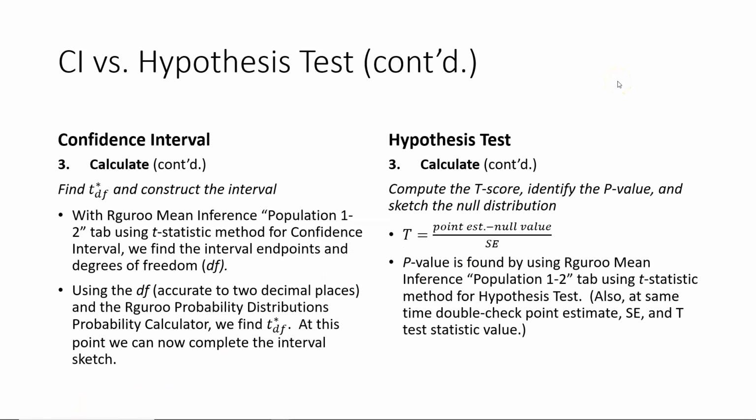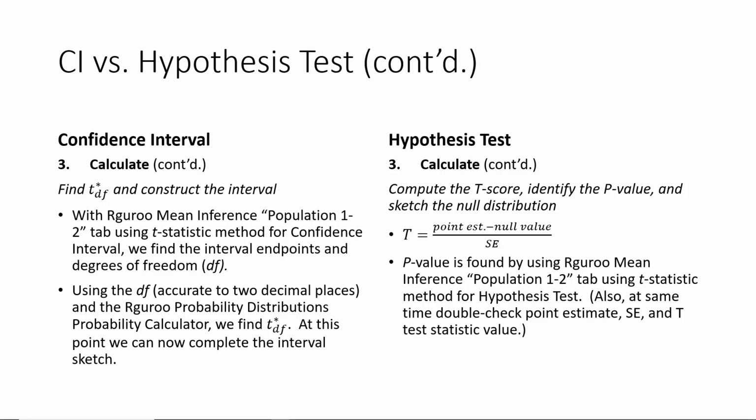Moving on with the calculate step, we do see there are some differences between running a hypothesis test and constructing a confidence interval for the difference of two means. Let's talk about the confidence interval first. First, we would find the t** value and construct the interval. We would do that by using the RGuru mean inference population 1 minus 2 tab using the t-statistic method for confidence intervals to find the interval endpoints and the degrees of freedom. Then, once we have the degrees of freedom, we use that value, accurate to 2 decimal places, in the RGuru probability distributions probability calculator to find t**. And then at that point, we would complete our interval sketch.